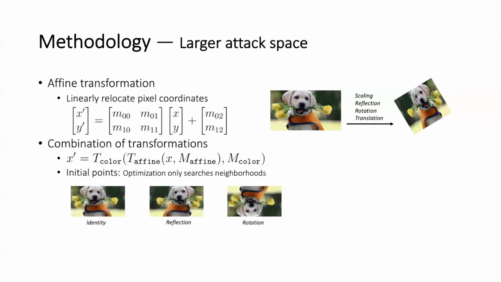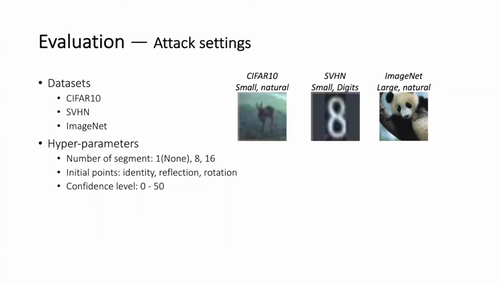To jump out of the neighborhoods, we also propose to start the search from different initial points. These initial points can be obtained from simple large affine transformations, such as reflection and rotations. And that's all for our methodologies. Next, let me talk about our evaluations.